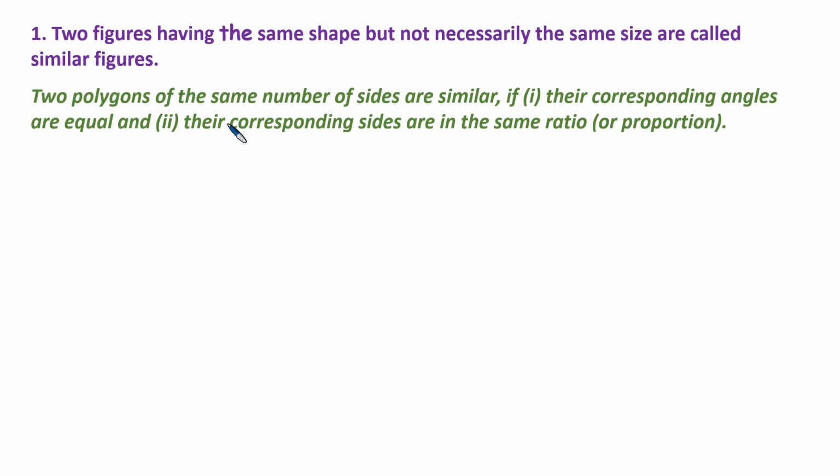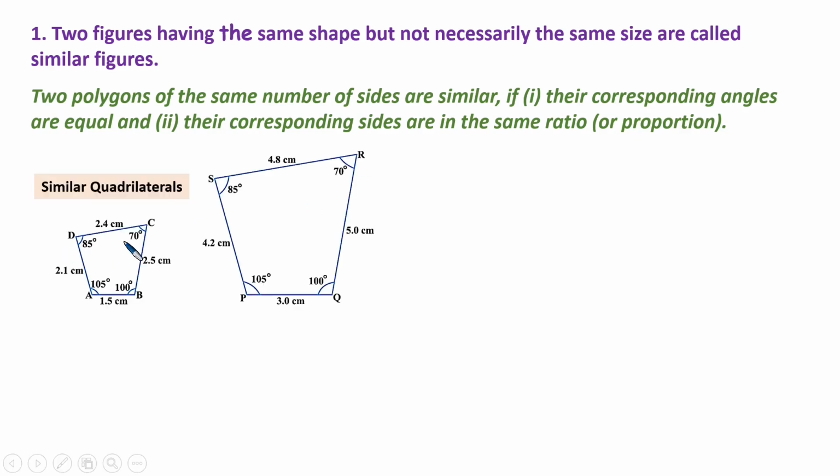So if their corresponding angles are equal... in my class 9 lectures I have told you what corresponding angles and corresponding sides mean. That's why it is better to go through them first, it's just 15-20 minutes if you go at very high speed. Then this lecture will become very trivial. It's just an extension of class 9. Then this is a similar quadrilateral.